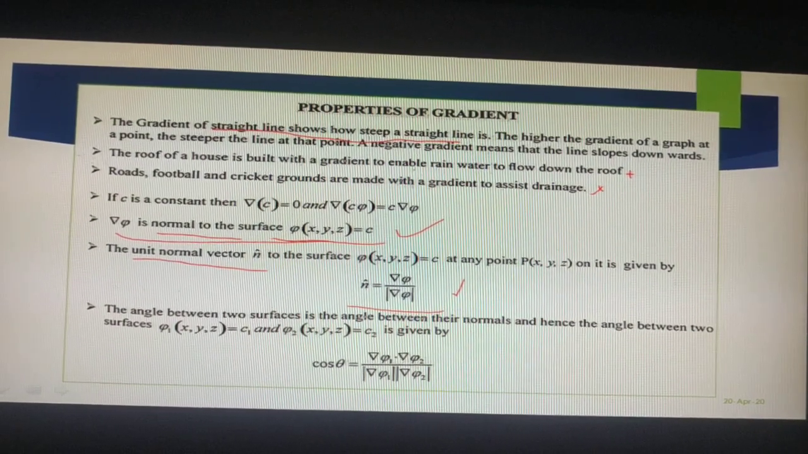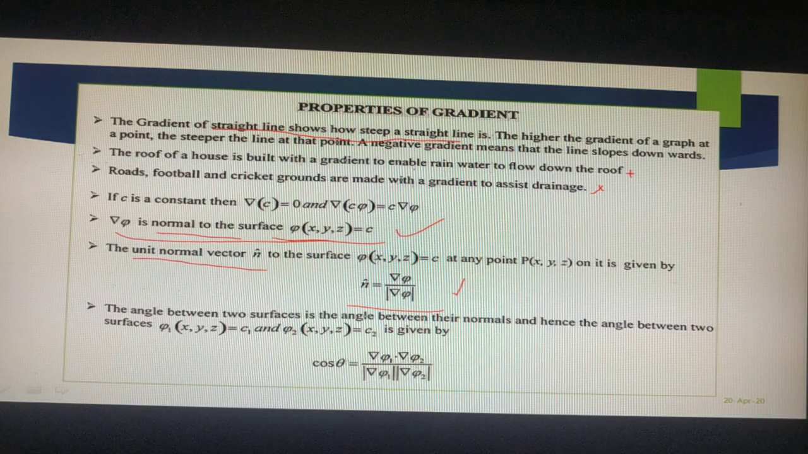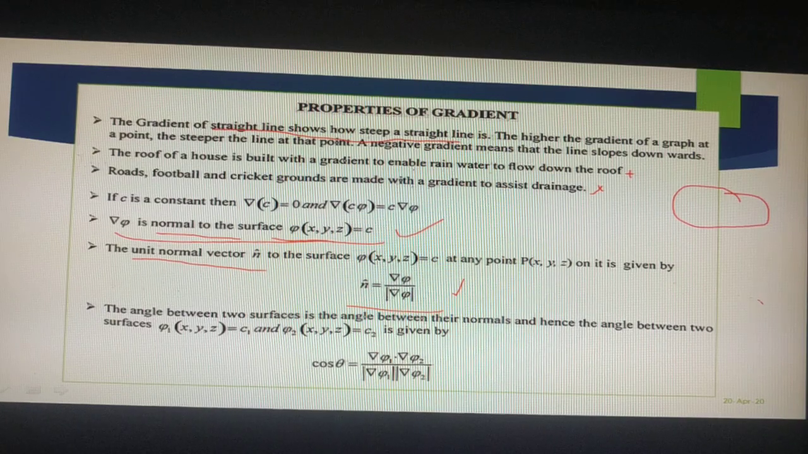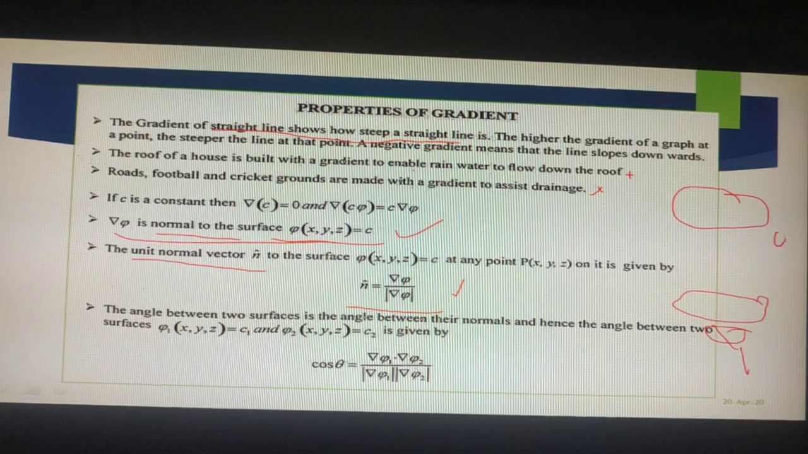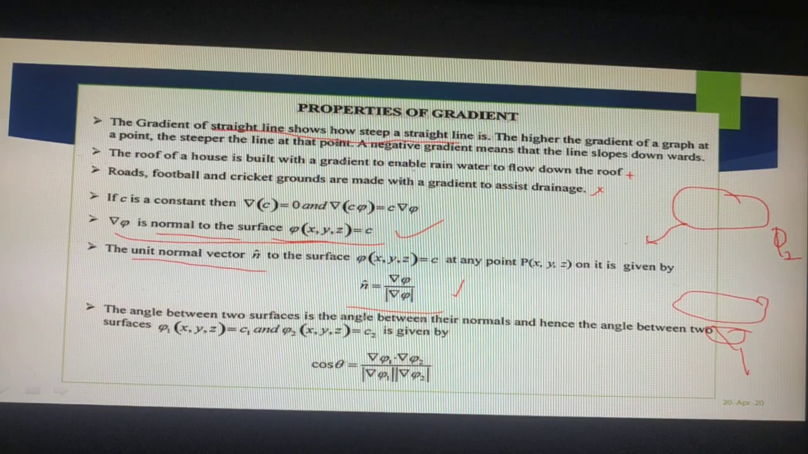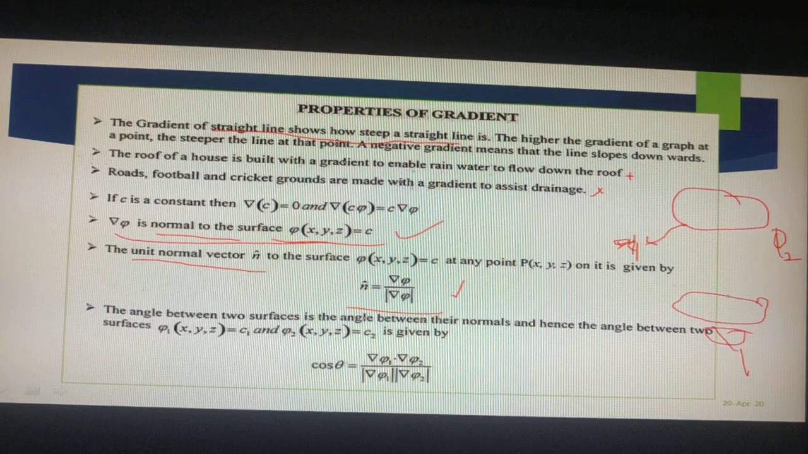Similarly, sometimes you may have two surfaces. Let me take two level surfaces. This is phi 1 and this is phi 2. I have one point here, so in this direction I will get del phi 1. I have some point here, so in this direction I may have some del phi 2.